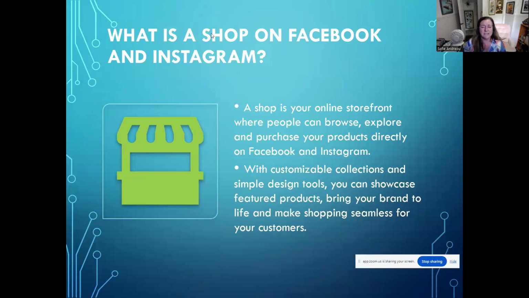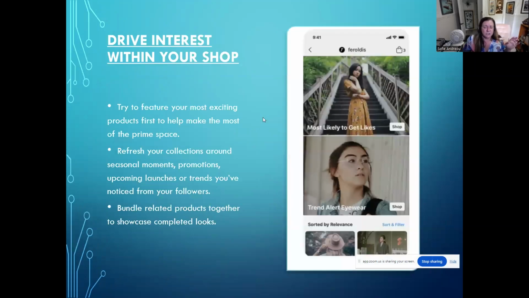And so, what is a shop on Facebook and Instagram? A shop is your online storefront where people can browse and purchase your product directly. So you can create a shop directly on Facebook. If you're on Instagram, it'll link to Instagram. And on a shop, as you can imagine, with any shop, you have a picture of your product, you have the price, and you have categories. So it's seamless and it's very effective. And I find a lot of people aren't using it as much as they should.